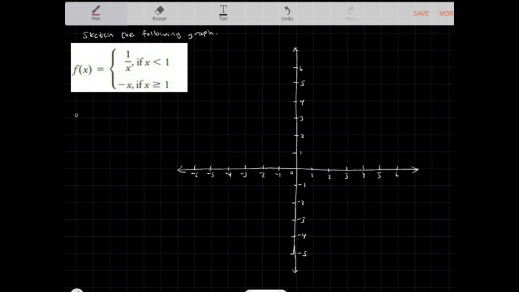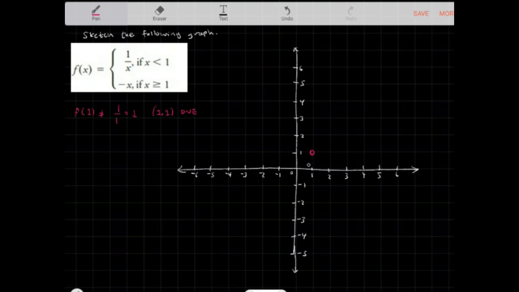Okay, so we know that f of 1 cannot be a reciprocal function because this is actually excluding the 1 itself. So f of 1 should not equal 1 over 1. Okay, so that means f of 1 should not equal 1. So the point (1, 1) doesn't exist. If the point (1, 1) doesn't exist, then that tells us that there is a discontinuity at this point.